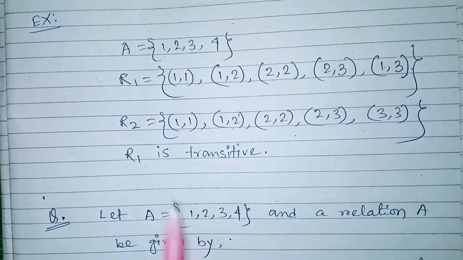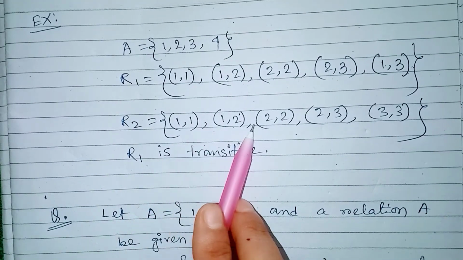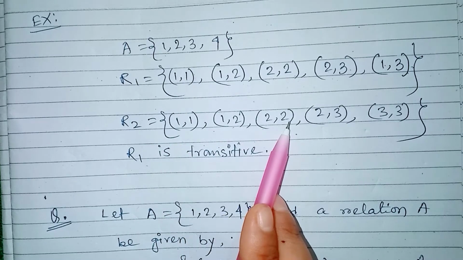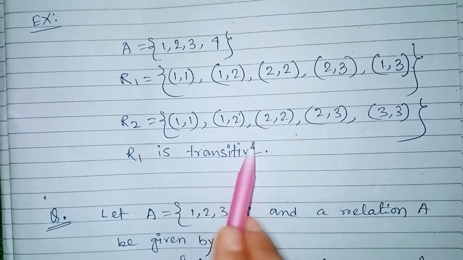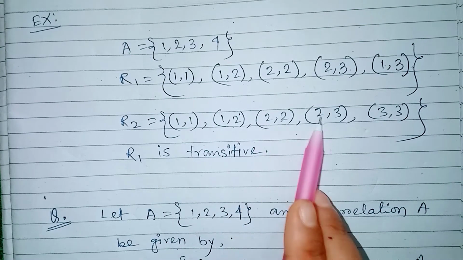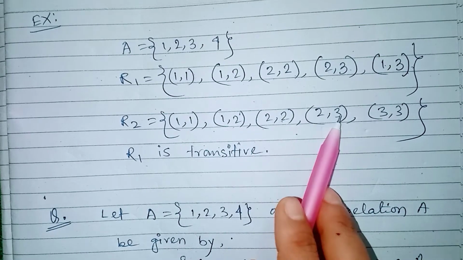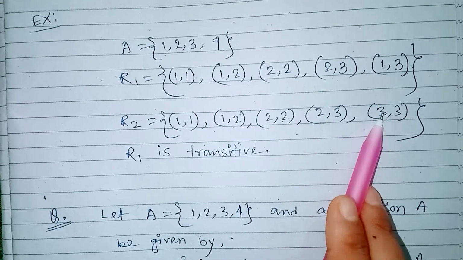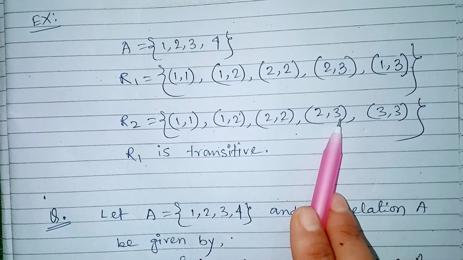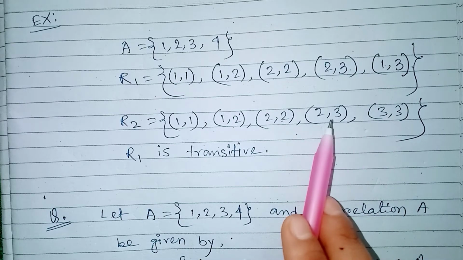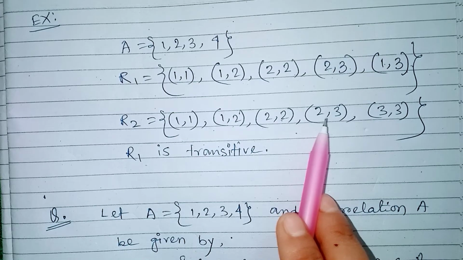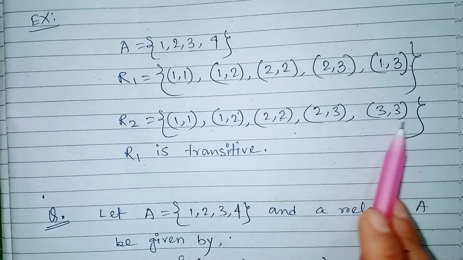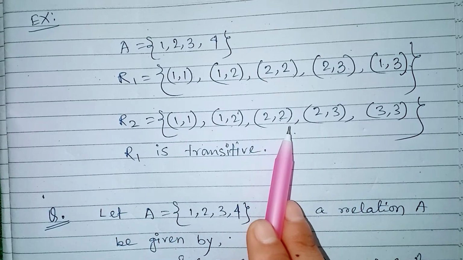Now we will proceed to R2. It has (1,1) and (1,2) here. For this, (1,2) is obviously here. (1,2) and (2,2): if 2 cancels out, then (1,2) is here. (2,2) and (2,3): 2 cancels out, and (2,3) is here. (2,3) and (3,3): if we cancel out 3, then (2,3) is here. Okay, all these elements are here.